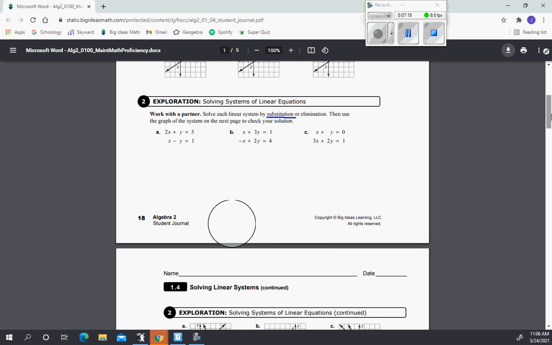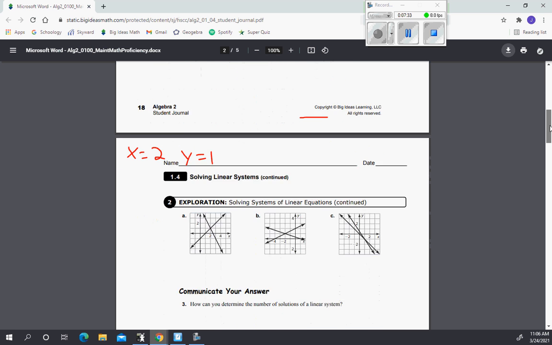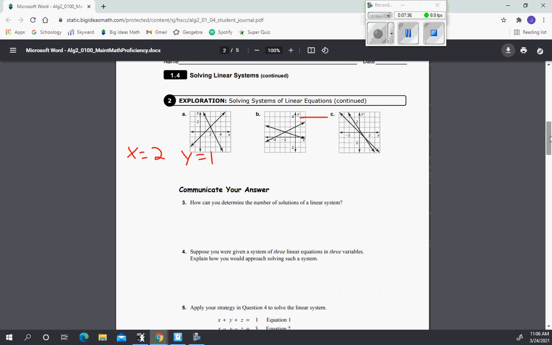Next, I'm going to use elimination. Sorry, over here we got what? x equals 2, y equals 1. If I go down here for letter A, where do those lines intersect? At point 2, 1. That's what we're solving for. We're solving for where these lines intersect. 2, 1. So my next answer for B should be at negative 2, 1. And we'll see if that's what we get.